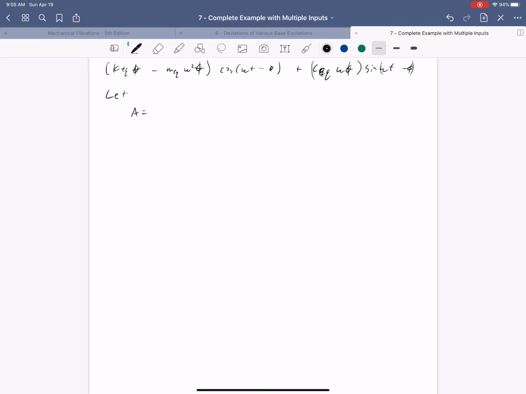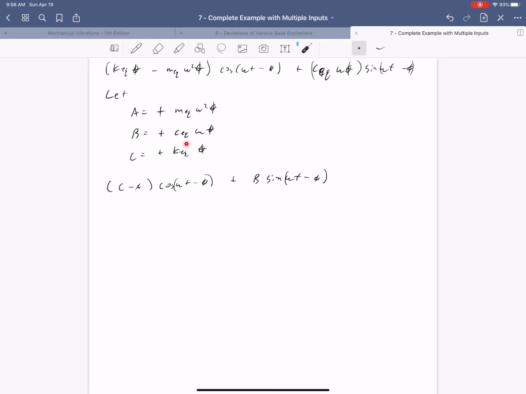So let A equal positive MEQ omega squared capital theta. B is equal to positive CEQ omega capital theta, and C is equal to positive KEQ capital theta, okay? So now this simplifies to C minus A cosine omega t minus Phi plus B sine omega t minus Phi, okay?